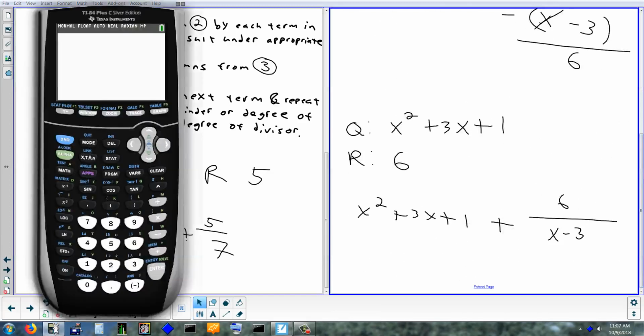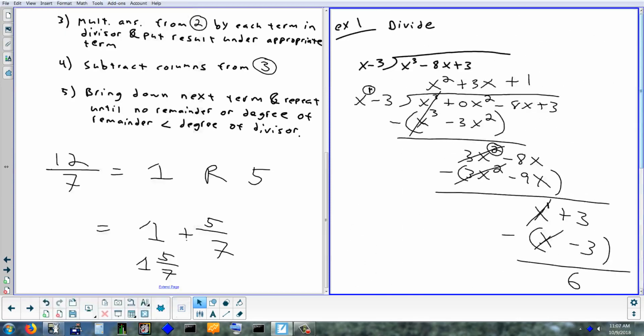And what I can do, I'm not going to do this for all problems, but I can graph what we just wrote as the answer: x squared plus 3x plus 1 plus 6 divided by x minus 3. Okay, so that's what we wrote. And now I'm going to write the original problem, before we did all the work, and see if we get the same graph. If I get the same graph, then that means I probably did it right.